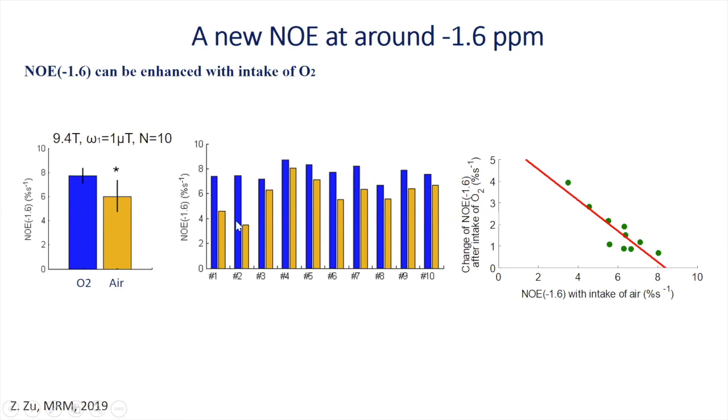We also find that the variation of the NOE signal with intake of air has a bigger standard deviation than that with oxygen. So we also performed a third plot. Here is the change of NOE after intake of oxygen as a function of NOE with the intake of air. You can find that when the NOE with intake of air is high, the enhancement is small, like animals number 9 and 10 in red. When the NOE with intake of air is weak, the enhancement is big. So this may show the saturation effect of this dip.